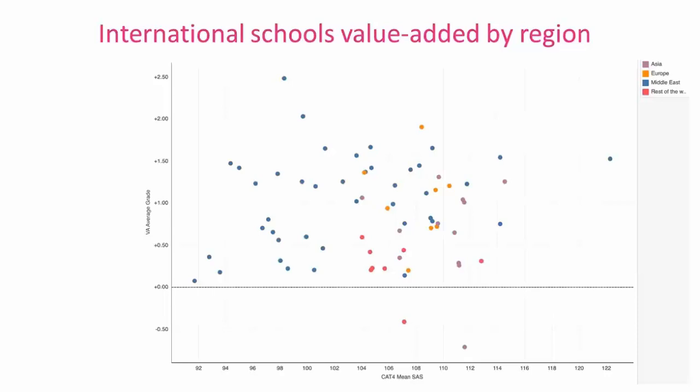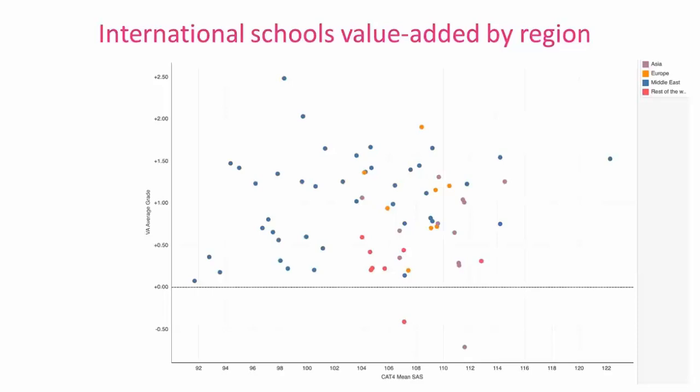And all we've done here on this scatter plot, it's a bit like the pupil scatter plot we looked at earlier. We're just showing it for a range of the international schools involved in this service. So at the bottom there, you can see the CAT score for different schools, and you can see the value added score on the vertical axis.